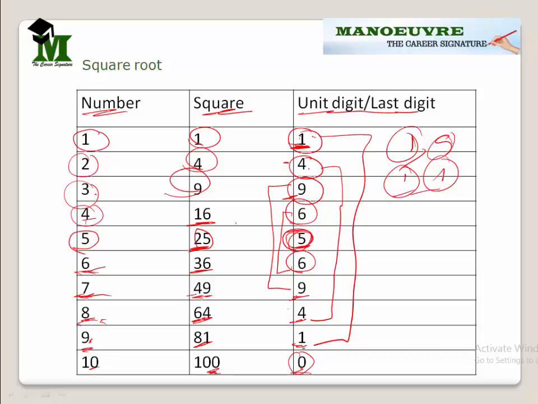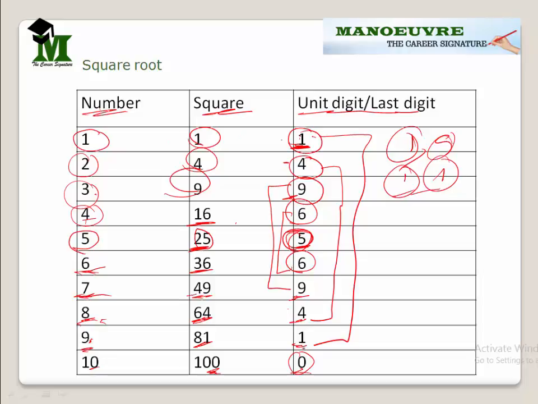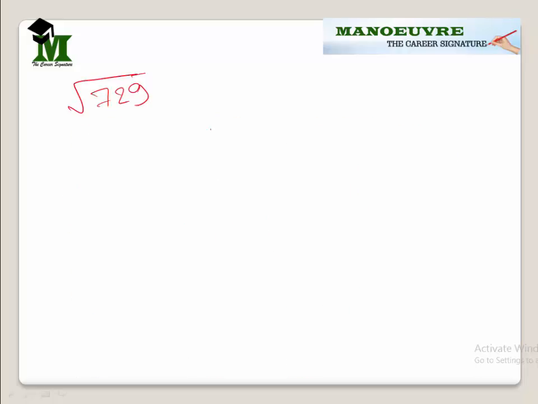Let's take one example. Suppose we have the number 729, and I want to find the square root of 729. Now come to this table and see that 9 comes in the case of 3, and 9 also comes in the case of 7. So from here I can say the unit digit of this number will be either 3 or 7.